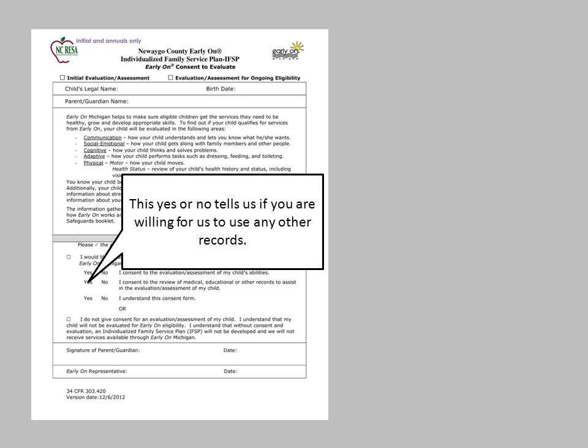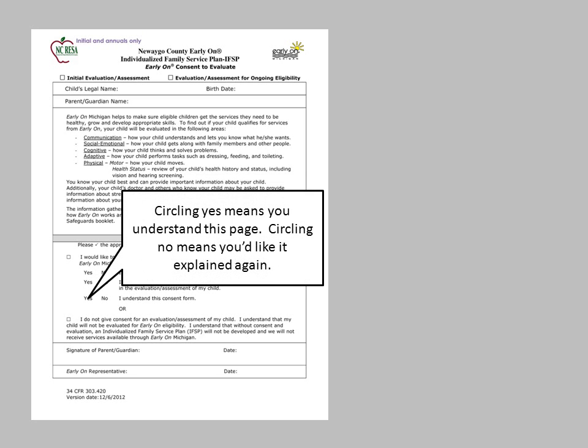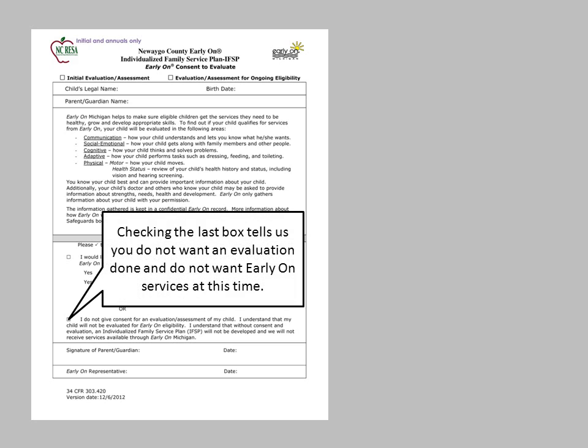The next one tells us if you're willing for us to use any other records. And circling yes here means that you understand this page. Circling no means you'd like to have it explained again. Or you can check this last box, and doing this tells us you do not want us to have an evaluation done, and you do not want Early On services at this time.